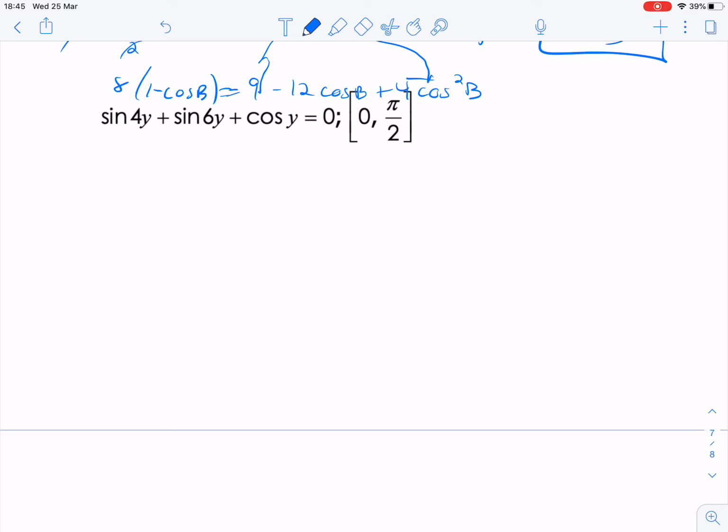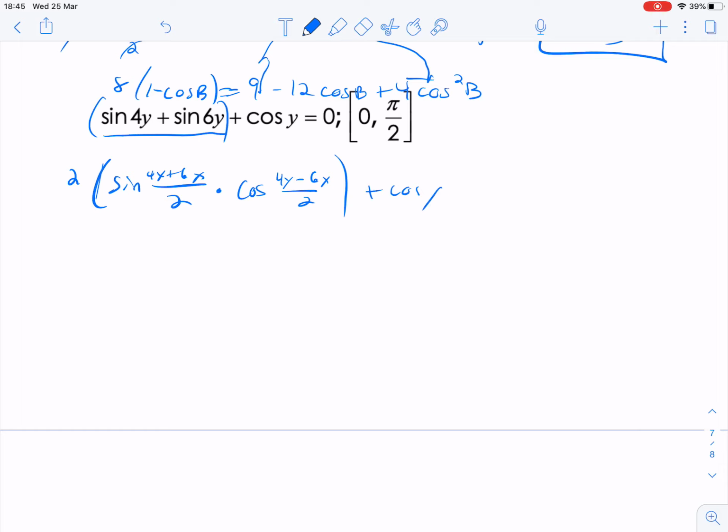All right, let's switch these to sum to product. We need it in a product. So we get 2 times sine of (4y plus 6y) over 2 times cosine of (4y minus 6y) over 2, plus cosine of y. So we get 2 sine of 5y times cosine of negative y plus cosine of y equals 0.